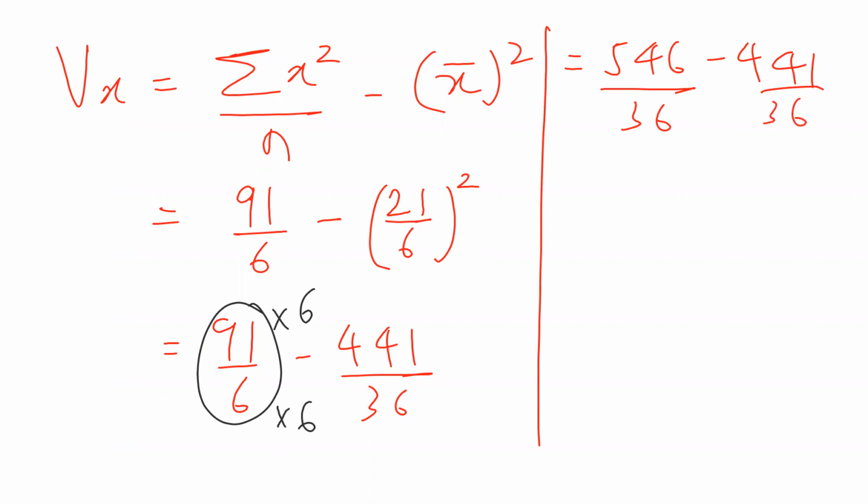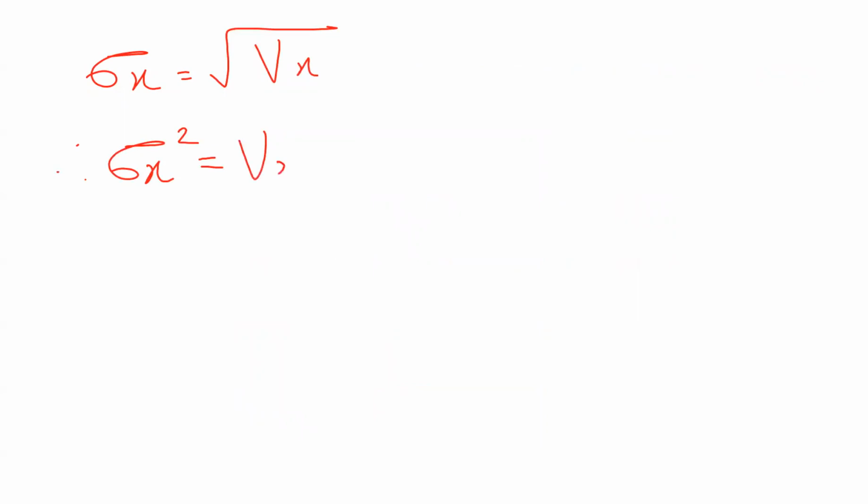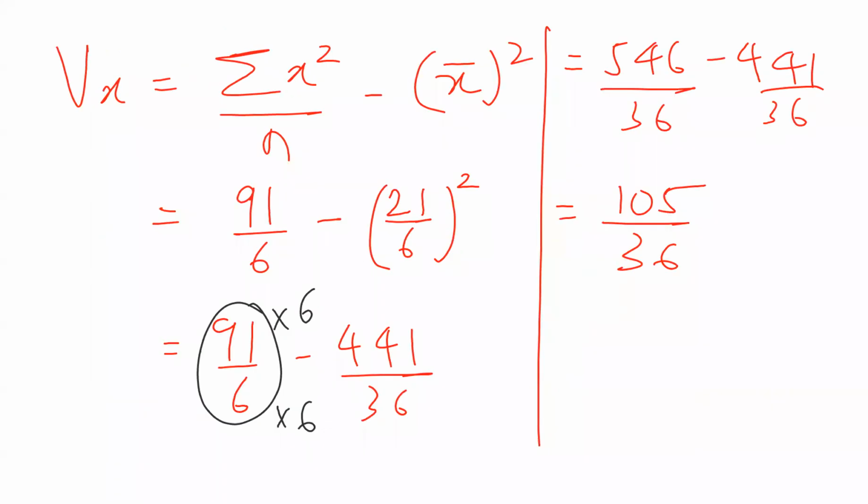Okay, so this turns out to be, if I'm not wrong, 105 upon 36. So this is the variance of x. Now standard deviation of x is equal to root of variance of x. So squaring both the sides, standard deviation of x square is equal to variance of x, and variance of x we just calculated to be 105 by 36, right? So 105 by 36. Variance we just calculated. See?